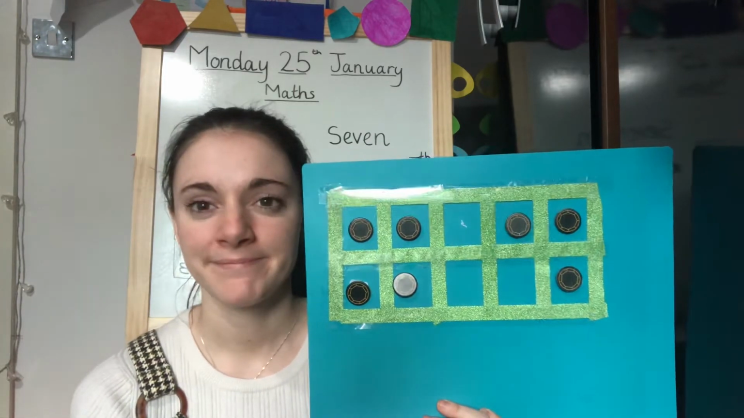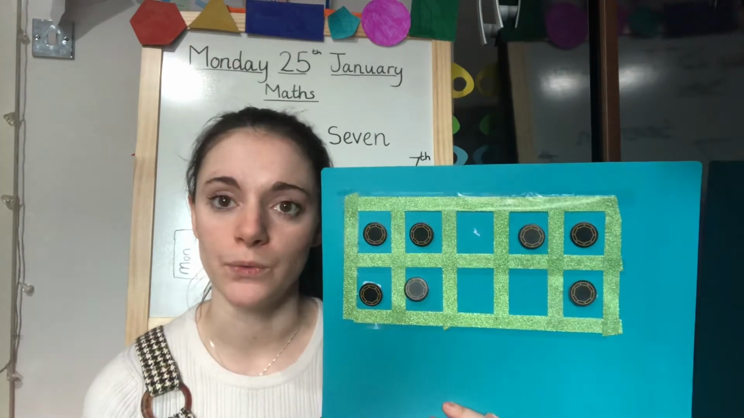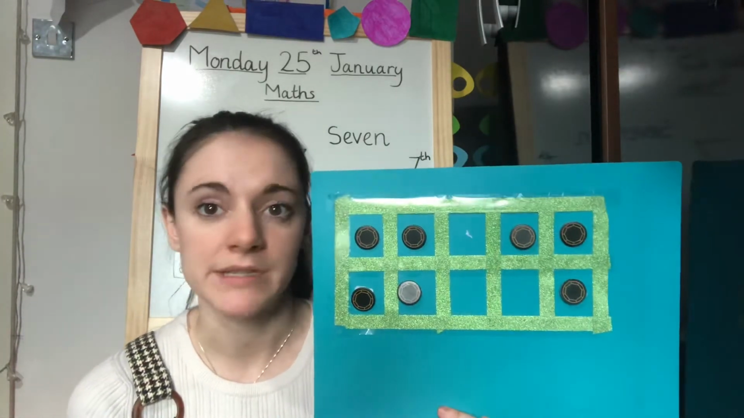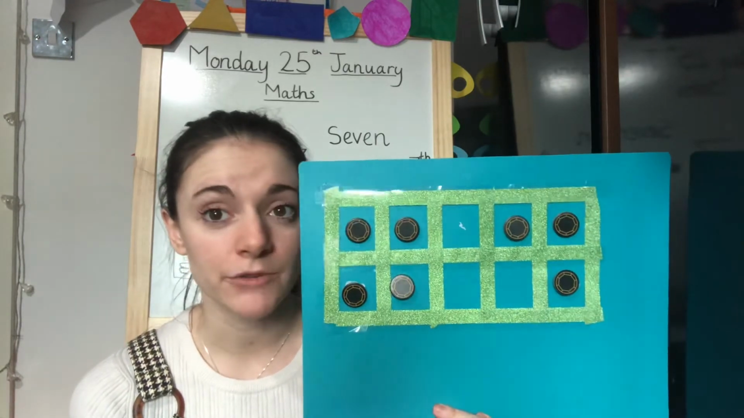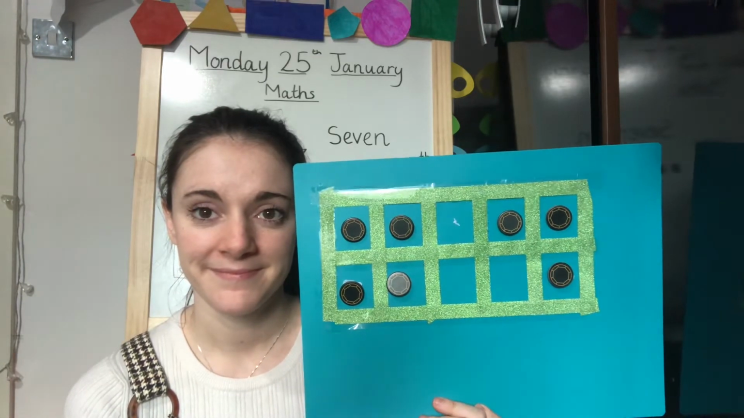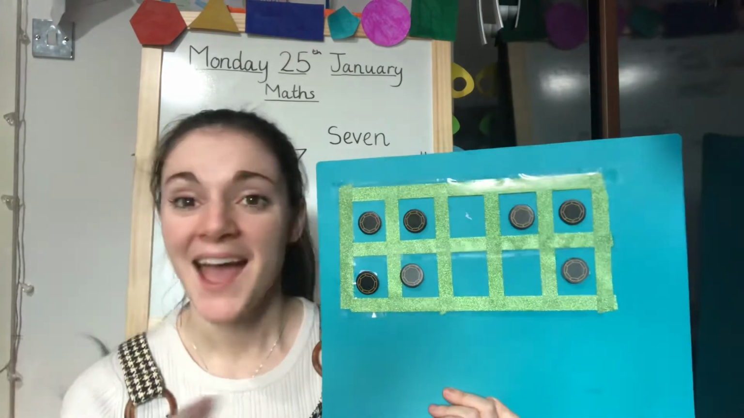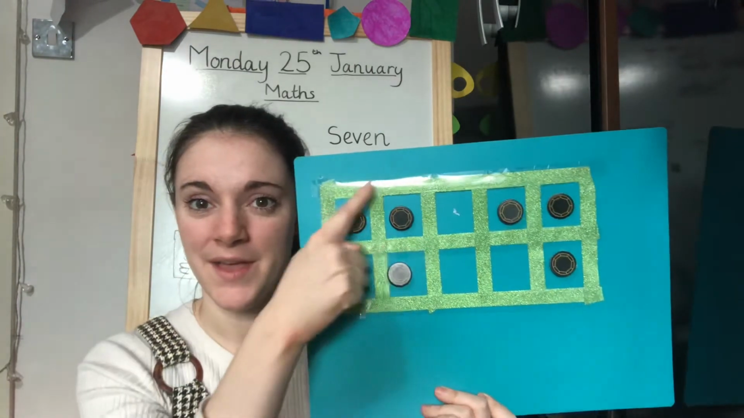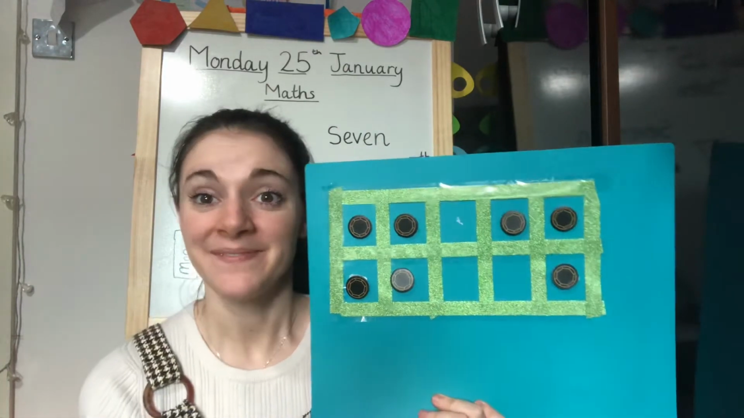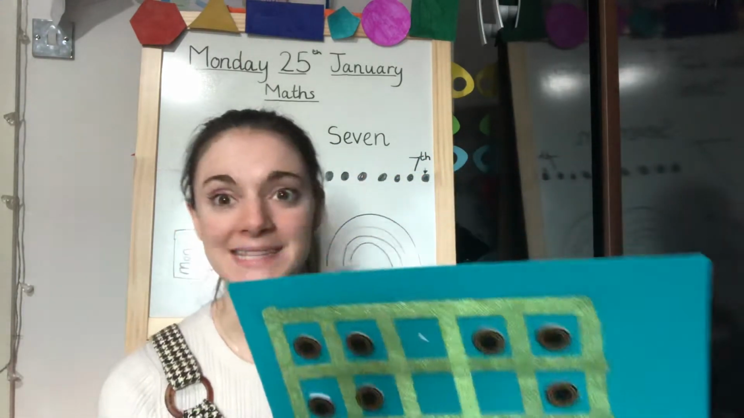Great job. Now have a look at your tens frame. We know we have 7 counters all together, but I can see 2 more numbers within my 7 counters. I wonder if you could tell your grown-up what 2 numbers you can see. Great job. I can see a group of 4 here and a group of 3, but I have 7 all together.